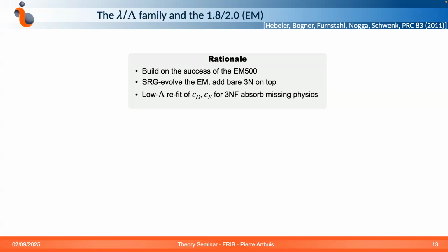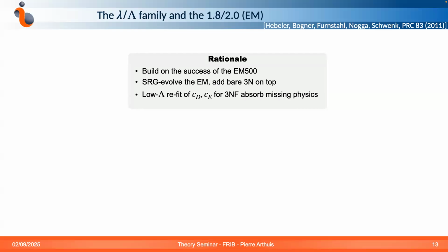So it's good. The price that we pay is that through this evolution, you generate higher-body forces. If you start from a two-body interaction, you will generate three-body force contributions that you have to take into account. At the time, it was not feasible. So what the authors did was SRG evolve the two-body interaction, throw away the induced three-body forces, and add a bare, so not SRG-evolved, 3N interaction on top, fitting directly this three-body interaction at a relatively low cutoff lambda, fitting the cD and cE, and the name.